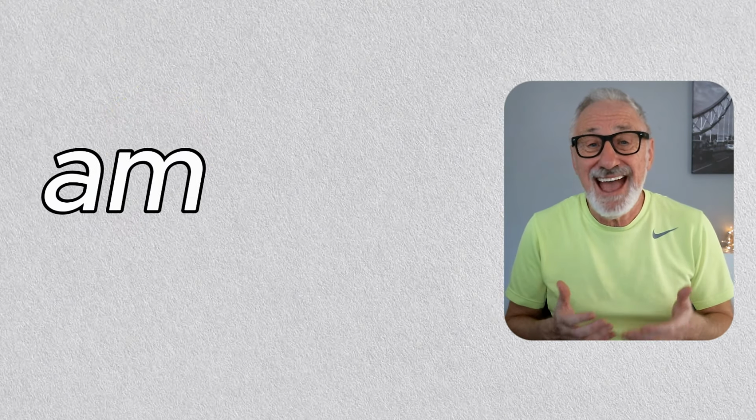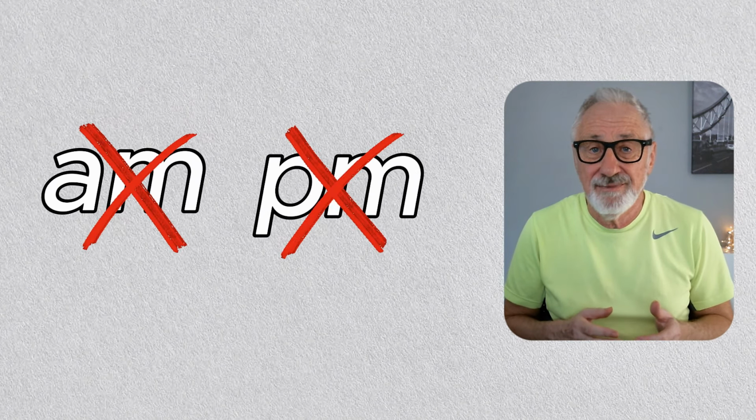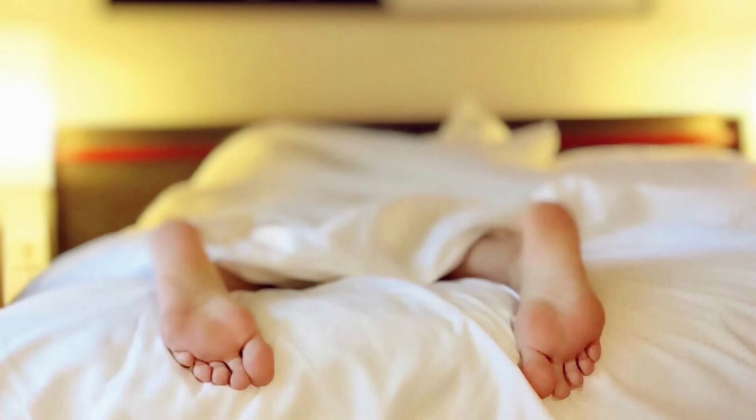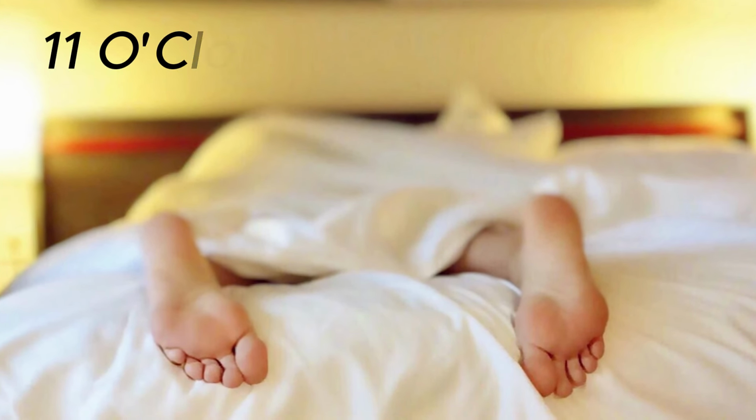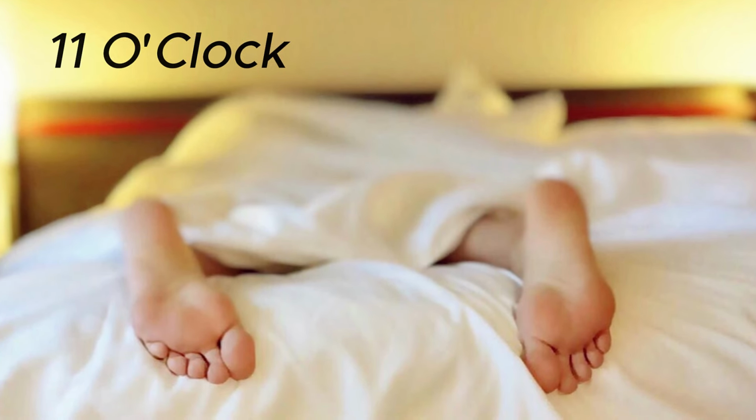Here's a tip for you. We don't often use AM and PM when we're speaking English. Instead, we rely on context. For example, if I said I'm going to bed at 11 o'clock, you would assume I meant 11 PM.